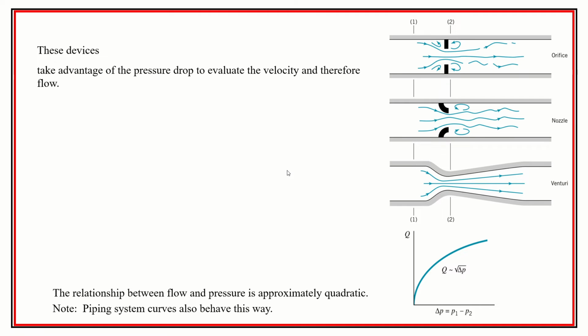So let me talk about this one thing at a time, instead of writing it out on the piece of paper, because I'm tired of writing on the paper. These devices, you can think of them as interfering with the flow, and they take advantage of the pressure drop that happens to evaluate the velocity. So if we take a Bernoulli 1, and we set, of course, the height's not going to change. We're going to keep these horizontal, at least in your standard one.